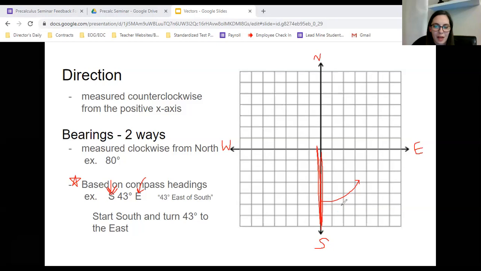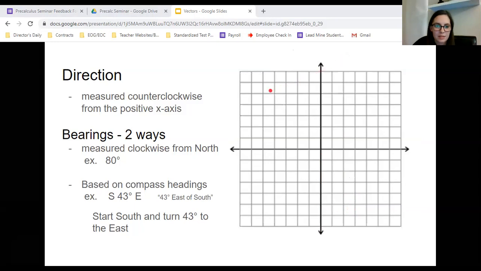All right, and we're going to go that direction by 43 degrees. There's my vector with a bearing of 43 degrees east of south. Kind of a weird way to say it, but just focus on the fact that you're going to do the first letter, you're going to go there first, and then the second letter, the letter that comes last, that's the direction you go from that original south. Does that make a little more sense? All right, good deal.